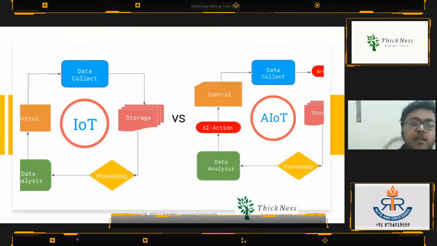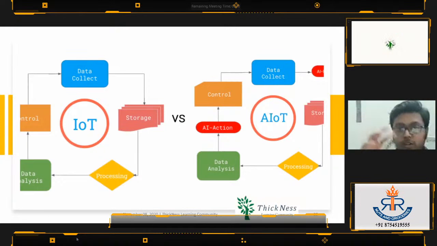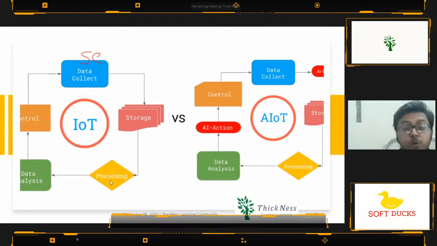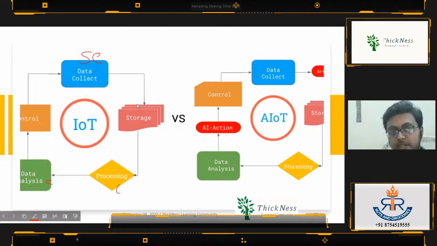So the difference between an IoT and AIoT: first, as you have seen here, the data will be collected, then stored, then processed. The data collection will be done using the sensors. Here sensors will be used, then the storage is made, then the processing. This processing will be done by the controllers, then the data analysis will be done. This will also be done by the controller itself. Then it will again continue, right?